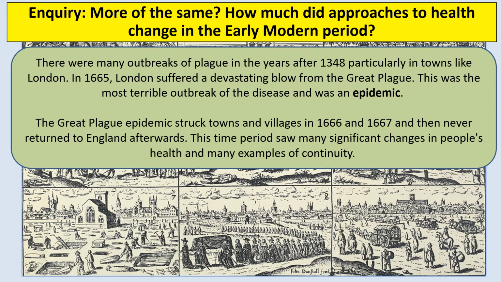So in terms of the plague, there were many outbreaks of plague in the years after 1348, particularly in towns like London, for example. The most terrible outbreak of the disease was the epidemic that we'll really focus in on. So the Great Plague took place in London in 1665. It then moved a little bit out of the city. It wasn't massively widespread across the whole country, but it did, very famously, affect the village of Eyam, E-Y-A-M, in Derbyshire, and then it never returned to England afterwards. So that's quite an interesting thing for us to think about. So we'll have a little look at approaches to the plague during this time now.